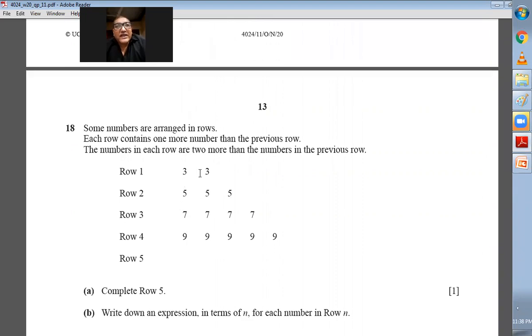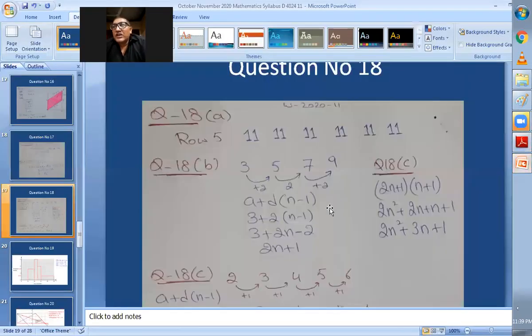So in the first row, I have 3. In the second row, I have 5. In the third row, I have 7. In the fourth row, I have 9. In the fifth row, I have 11. So let me show you the pattern: 3, 5, 7, 9, and then 11. So you can see each time 2 is added. So here you can see the difference. The common difference is 2, and here also the common difference is 2 from 9 to 11. Even then the common difference is 2.